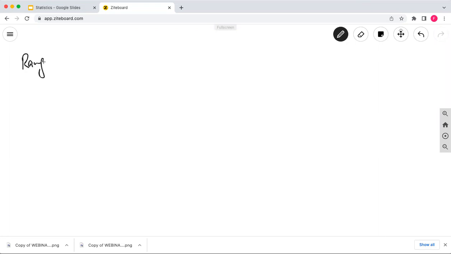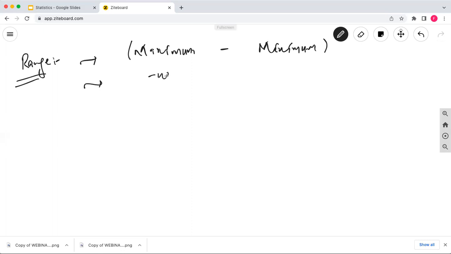Okay, so range is actually the maximum minus the minimum value in a data set. And remember, this is a distance basically, because this is a difference between the two, so consider this a distance, and this can never be negative. Remember, this can never be negative. This will always be positive.